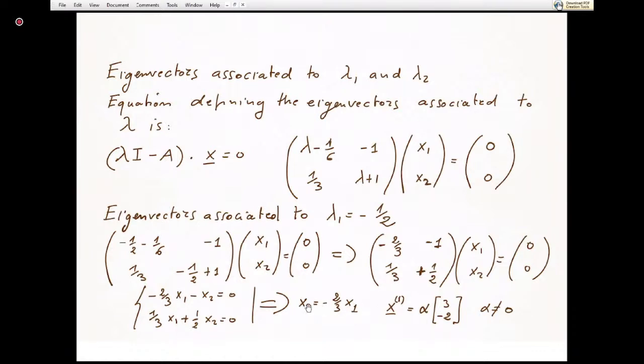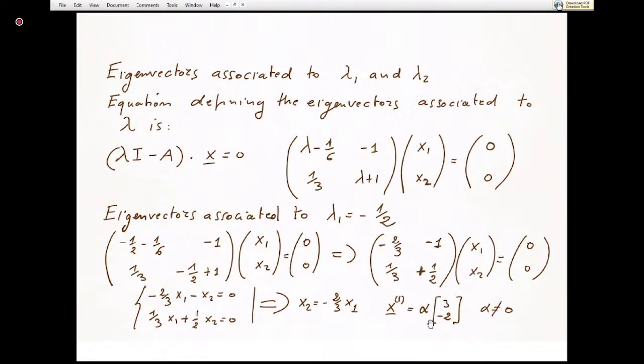The second component must be minus 2/3 the first component, so the simplest possible vector satisfying this is, for instance, (3, -2), okay? The second component is minus 2/3 the first one, then multiplied by alpha. This is our C1 to be associated to the first eigenvalue.